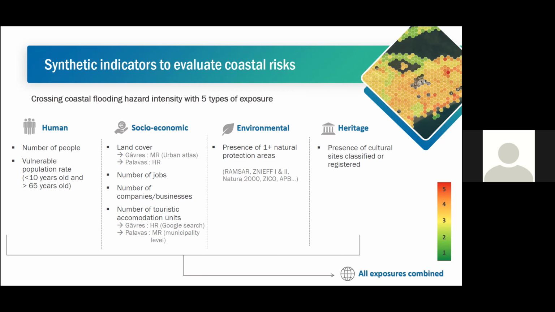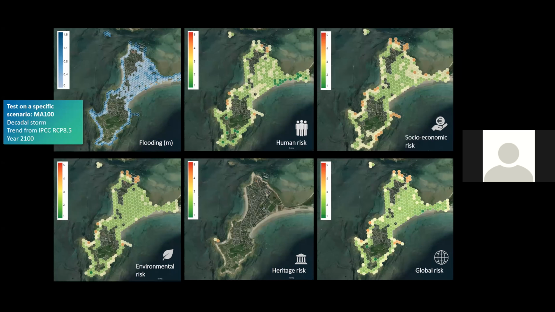Next slide, please. For each scenario, we got a panel of information like this one you have in front of you. So the hazard itself on the top left, and then the 5 different risk estimations. We estimate the hazard on hexagons of 10 meters.